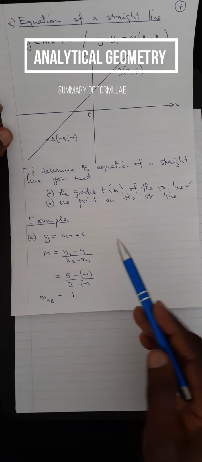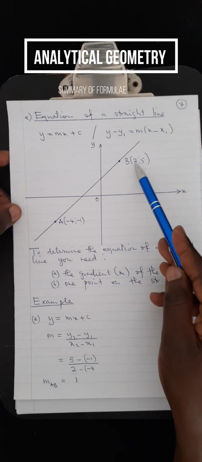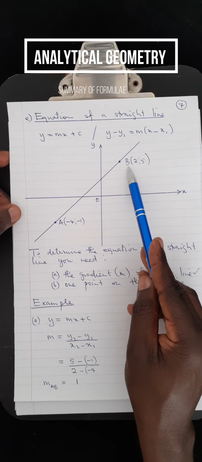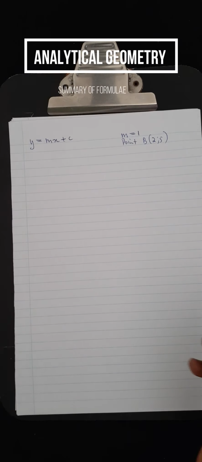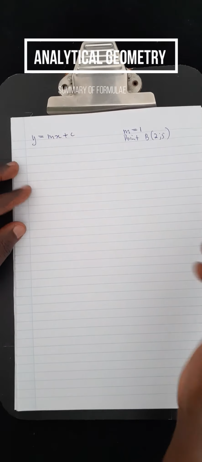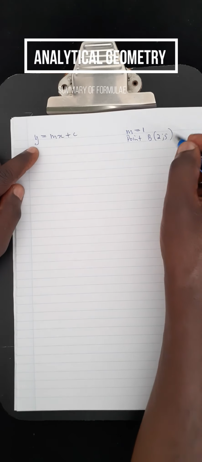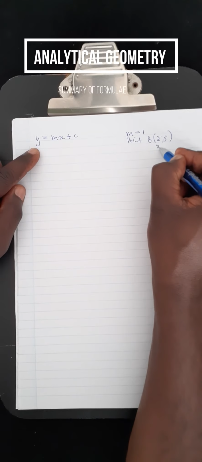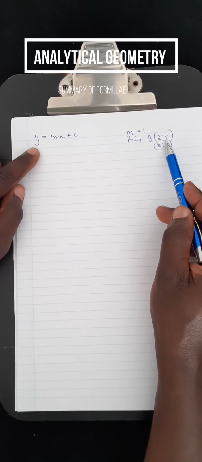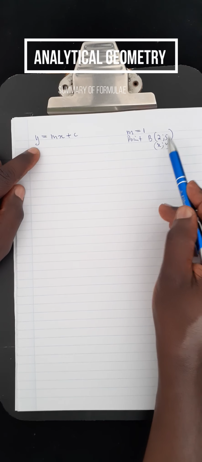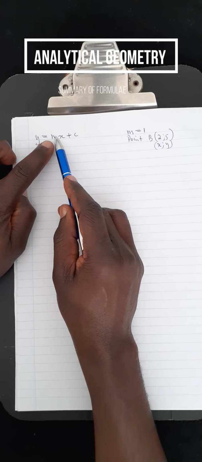So we calculated our gradient here, and our coordinates of B are 2, 5. That's what we are going to use to find the equation of a straight line. So how do we use these two? We substitute x and y. These coordinates are giving us the x value and the y value. So this y is represented by the 5 in your B coordinate, and your x is represented by the 2, and our m is 1, we know.